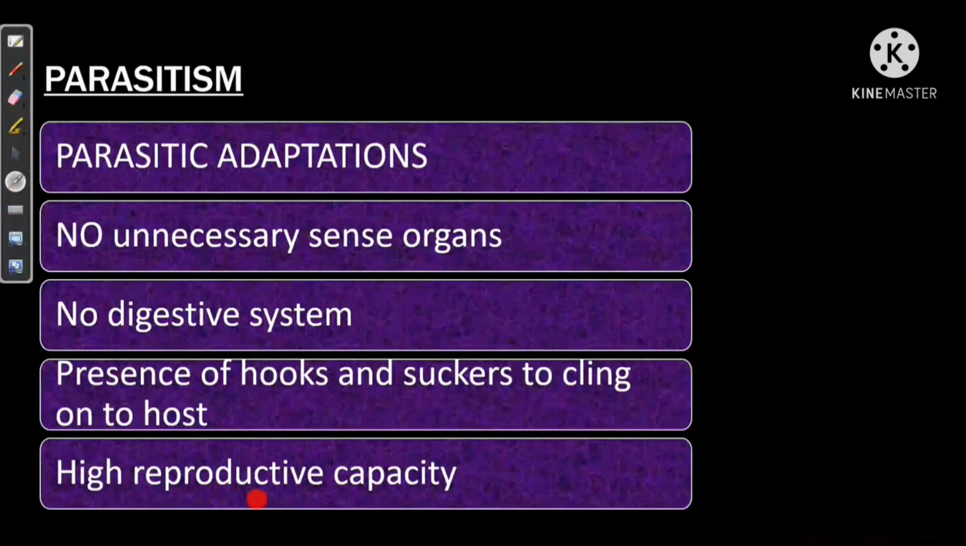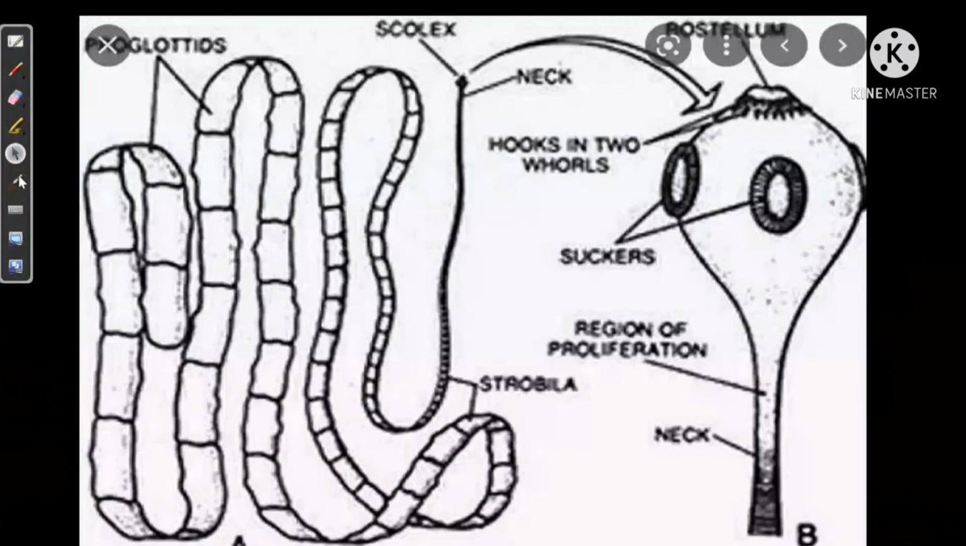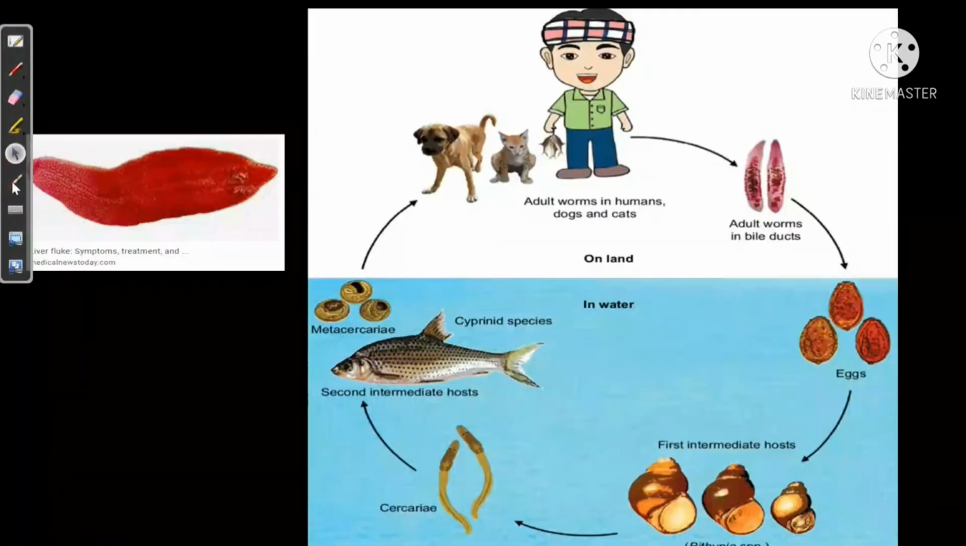They also have high reproductive capacity, mostly reproducing asexually. Like in the case of tapeworm, each segment can divide and form a new individual. So they have high reproductive capacity. This is a parasite called liver fluke.